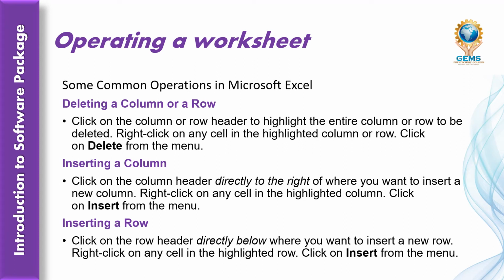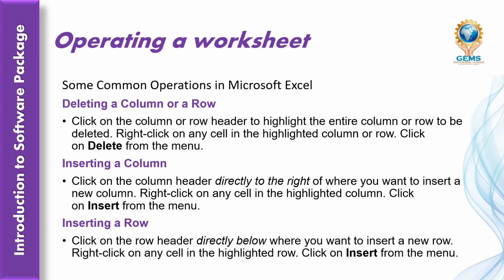Operating a worksheet. We have mentioned here some of the common operations in a worksheet: deleting a column or row, inserting a column, or inserting a row. To delete a column or row, click on the column or row header to highlight the entire column or row to be deleted. Then right click on any cell in the highlighted column or row and click on Delete from the menu.